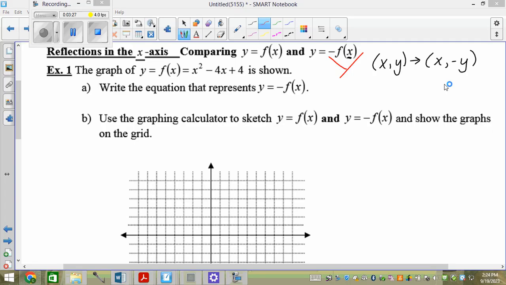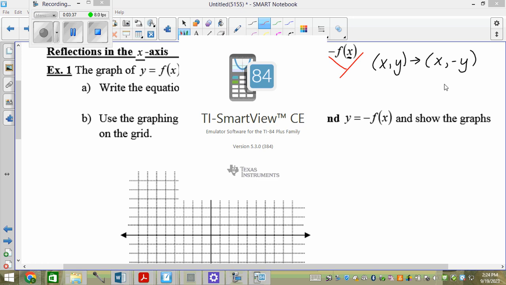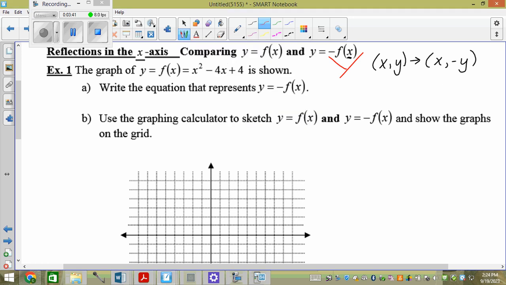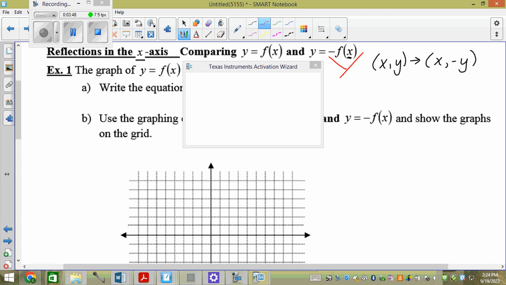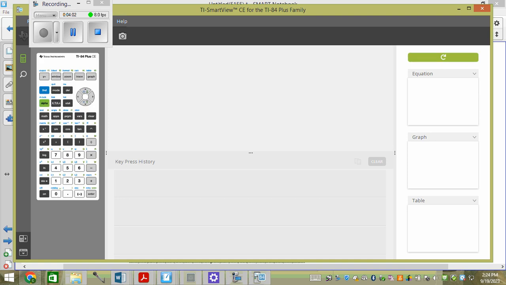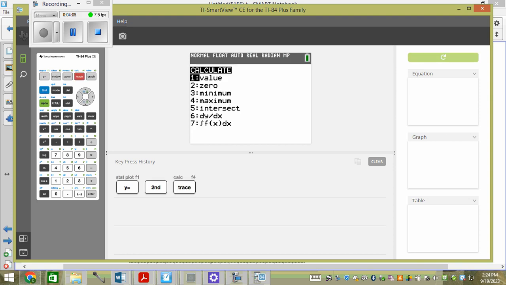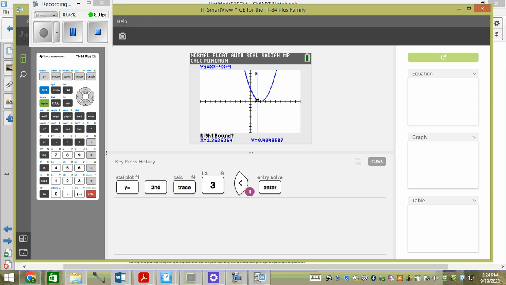If you go zoom 6, zoom 6 sets you back to the standard window in case you're in some wonky window. So we want to find the vertex. If we go second trace, there's no second trace vertex. But we can go second trace minimum to get the vertex. Then it says left bound. So you have to be on the left side of the minimum, enter. Right bound, you have to be on the right side of the minimum. Enter, enter. So I go second trace minimum, left side, enter, right side, enter, then enter.